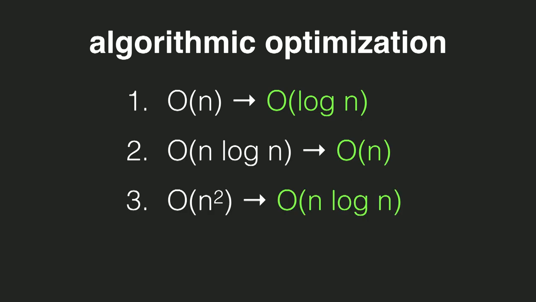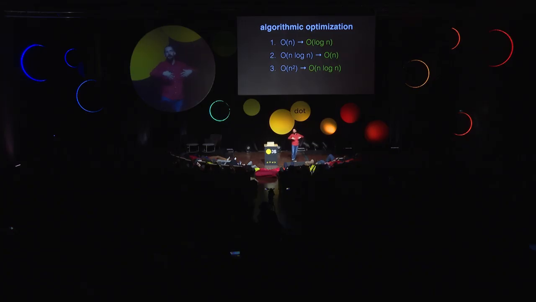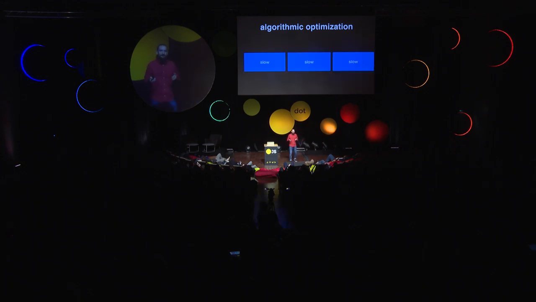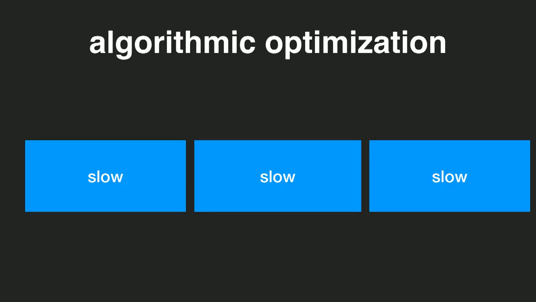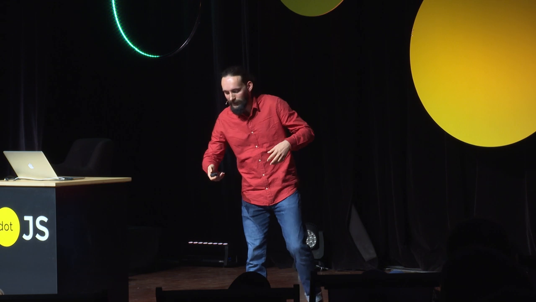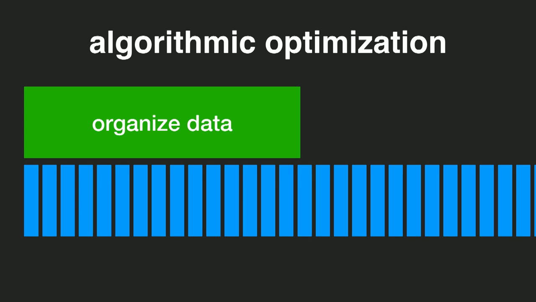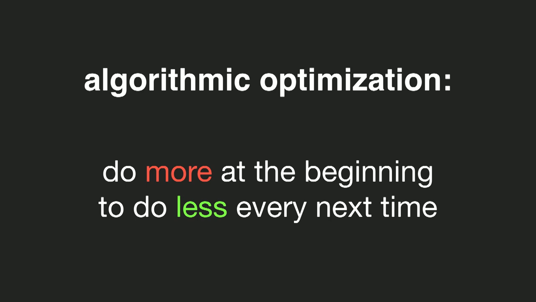So, algorithmic optimization. When you optimize code, you try to reduce the complexity, but how do you actually do that? The way I like to think about it is that you have some very slow operation and you repeat it several times. The way to make it fast and reduce algorithmic complexity is to organize data in some way that allows you to perform all the subsequent operations much faster. So do more in the beginning to do less every next time.